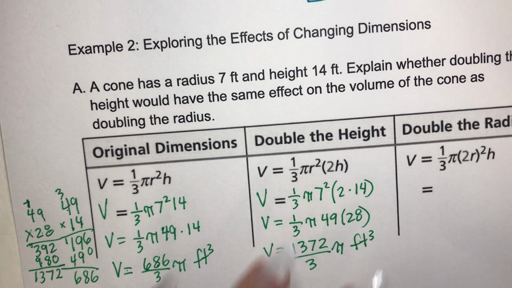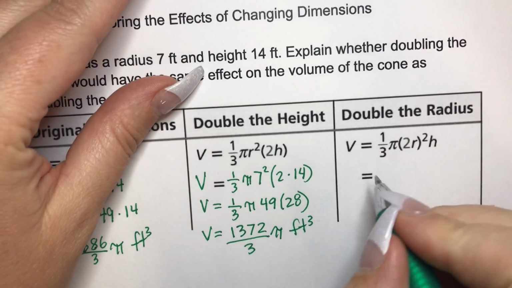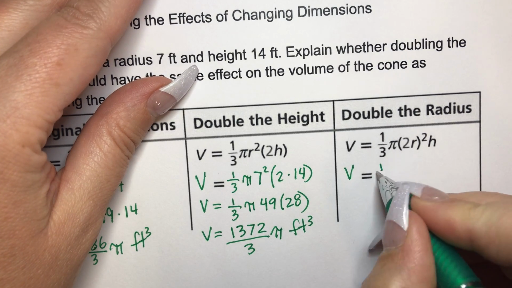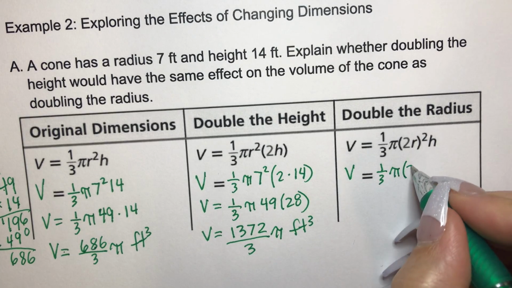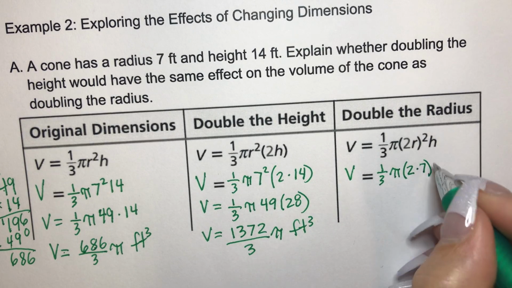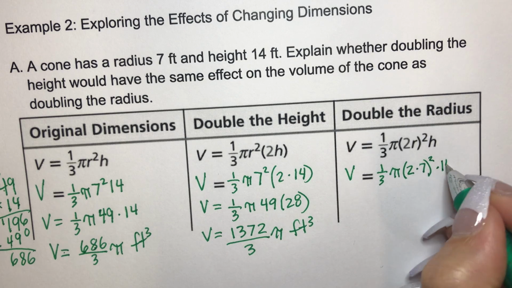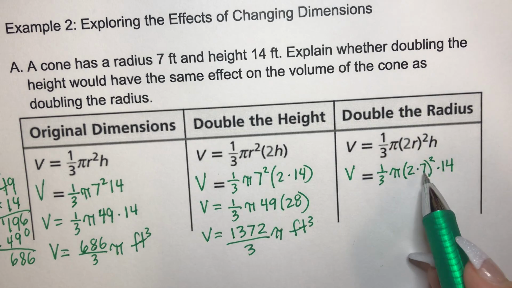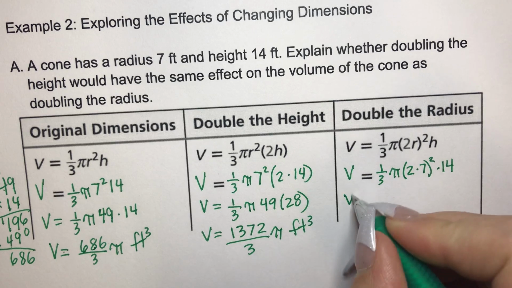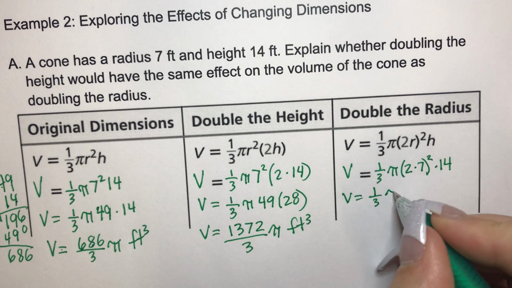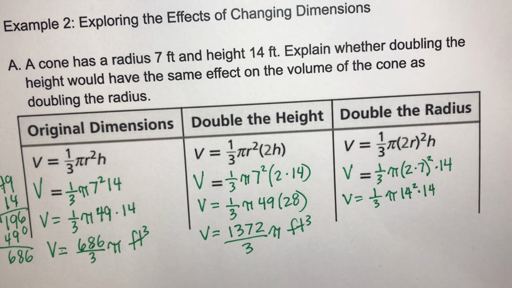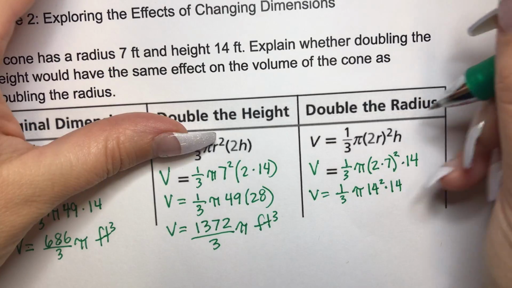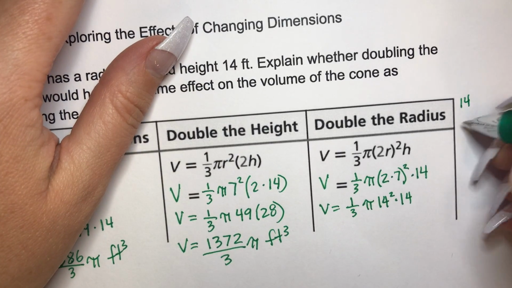Okay, let's see what happens when we double the radius. So we're going to go volume equals 1/3 pi. We're going to double the radius. What is the radius? 7. So it's going to be 2 times 7 squared times the height, which is 14. 2 times 7, that's 14. So we're ending up with 14 squared times 14. Okay, so 14 times 14, I'm pretty sure that's 196. But let's just check.